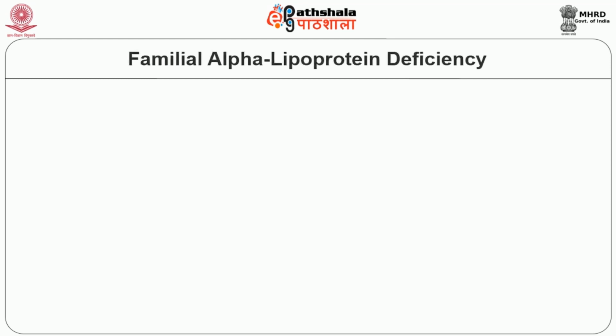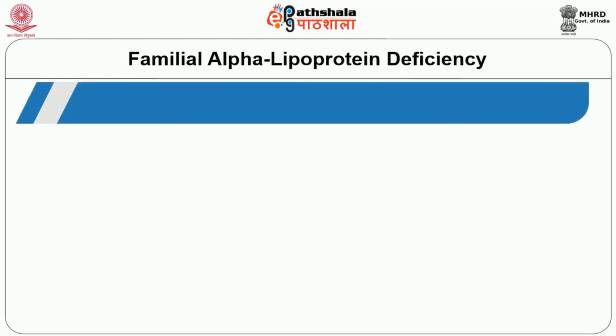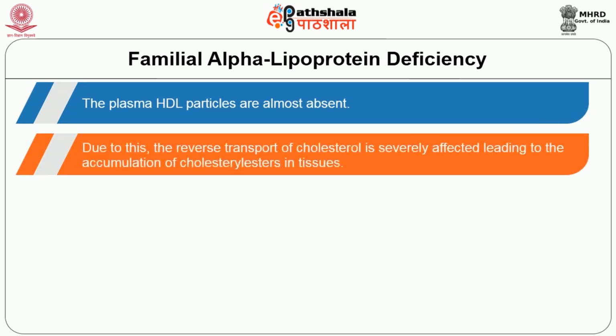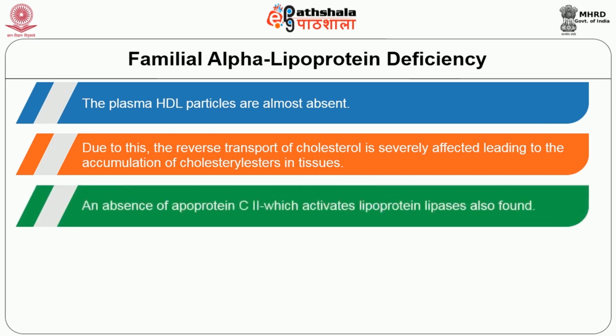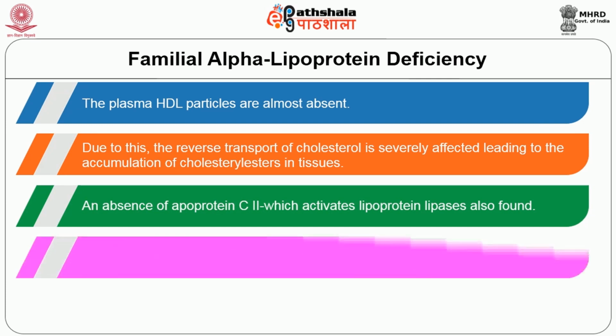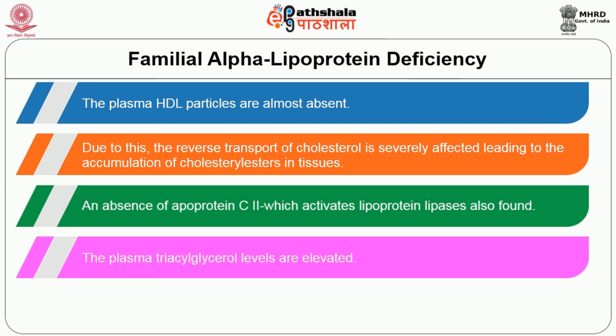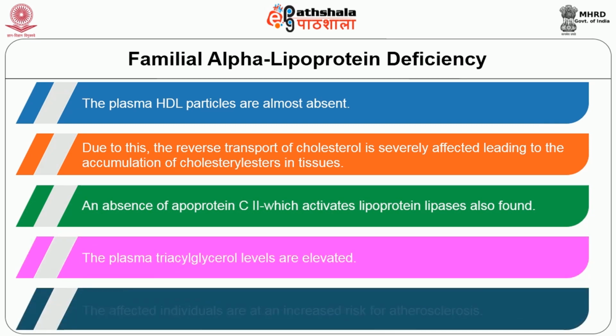The next one, Tangier disease, is the familial alpha lipoprotein deficiency. The plasma HDL particles, that is the high density lipoprotein particles, are almost absent. Due to this, the reverse transport of cholesterol is severely affected, which leads to the accumulation of cholesterol esters in tissues. An absence of apoprotein C2, which activates lipoprotein lipase, is also found. The plasma triacylglycerol levels are elevated. The affected individuals are at an increased risk for atherosclerosis.